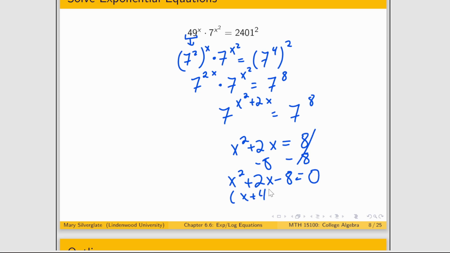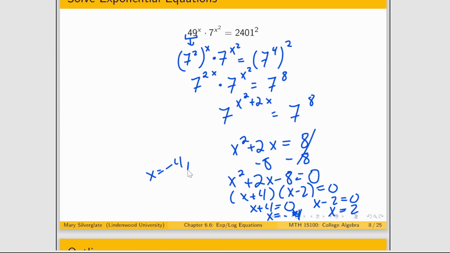That would be +4 and -2. Now I can utilize the zero product property, where something times something is 0 means one of those two somethings better be 0, in order to find x. So I'm going to set my two mini equations. I either have x plus 4 is equal to 0 or x minus 2 is equal to 0. So that means either x is equal to -4 or x is equal to +2 as my final two answers.